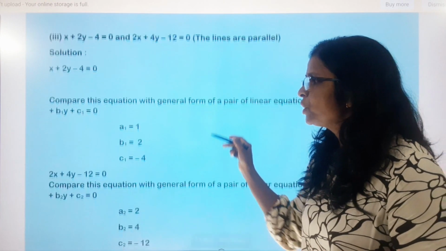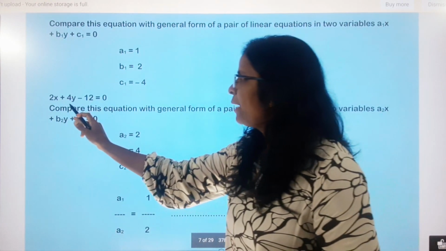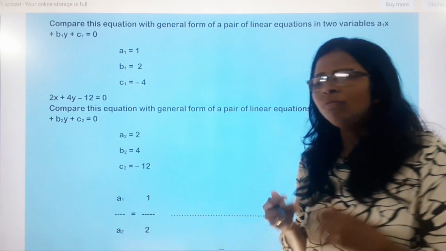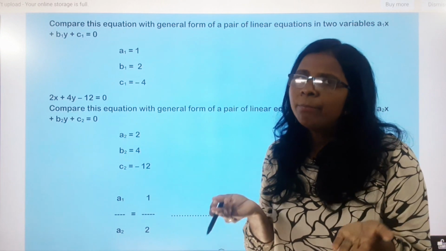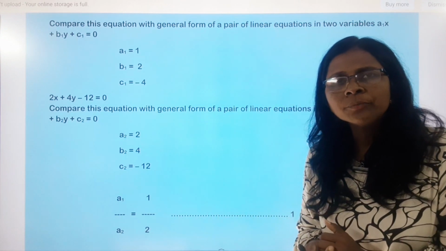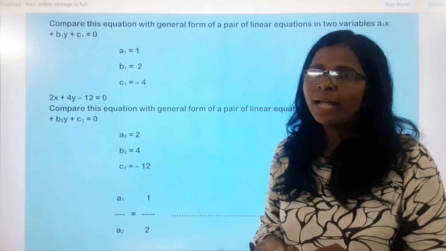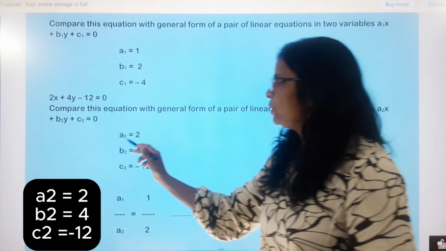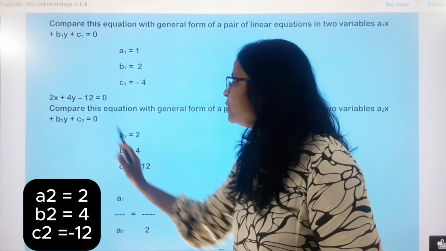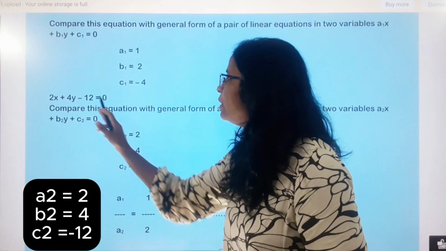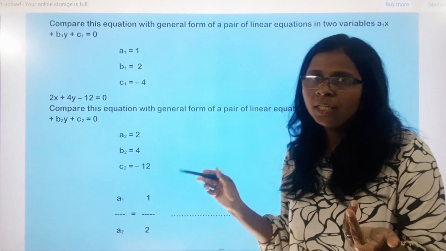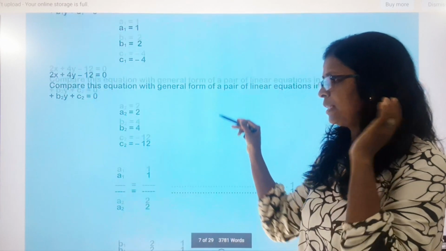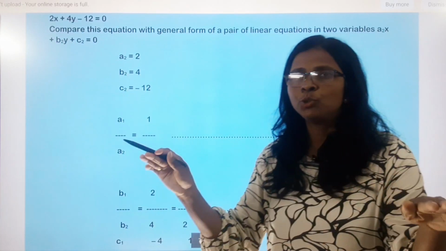Now the second equation, 2x plus 4y minus 12 is equal to 0. Compare this equation with the general form of a pair of linear equations, a2x plus b2y plus c2 is equal to 0. So here a2 is equal to 2, b2 is equal to 4 and c2 is equal to minus 12. Our first step is completed. Now the second step, to find out the ratios.